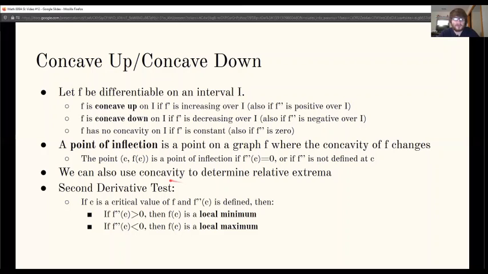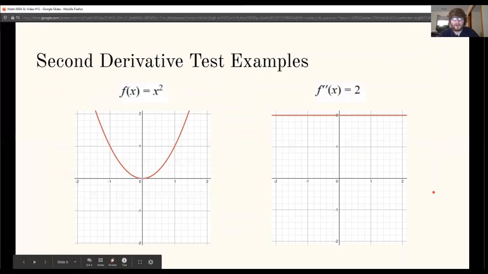And we can use this concavity to determine relative extrema too. So if c is a critical value of f and f double prime of c is defined, then if f double prime of c is greater than 0, if it's positive, then we know we have a local minimum. Or if the second derivative is negative, then f of c is a local maximum. And I'll show that right now.